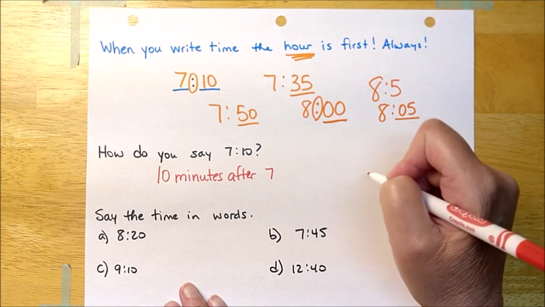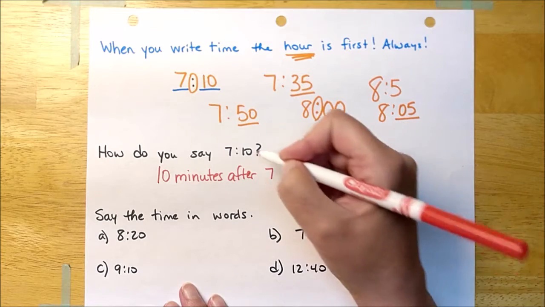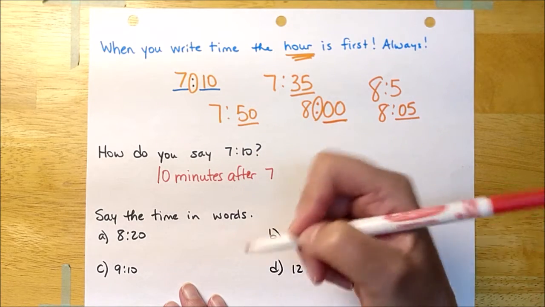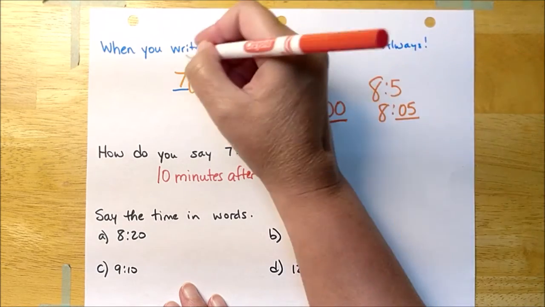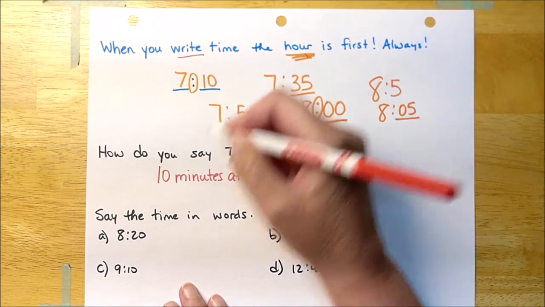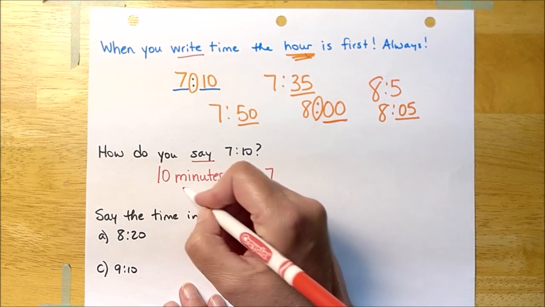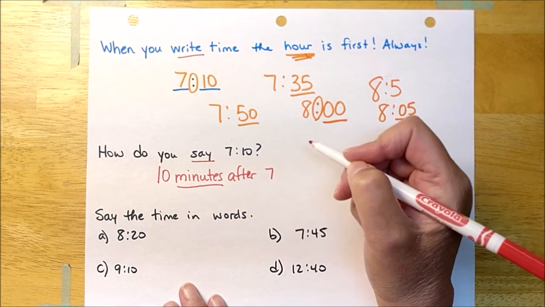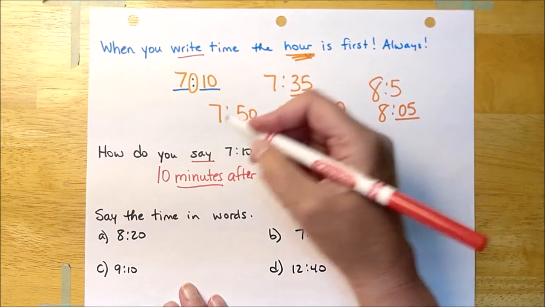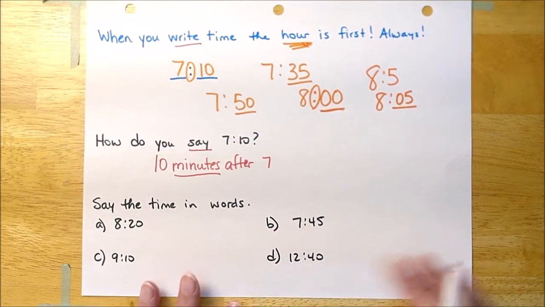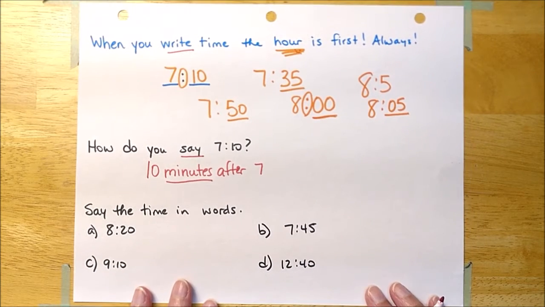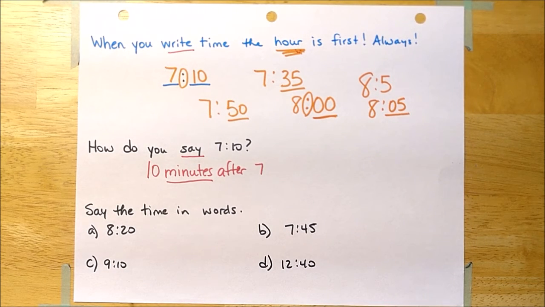So you don't have to write out the whole word 7 o'clock. They just say 7. So when you write time, the hour is always first. When you say time, the minutes is first. So writing, the hour goes first. Saying, the minutes comes first. So I have 4 times down here. I'm going to ask you to pause and see if you can figure out how you would say those times in words.